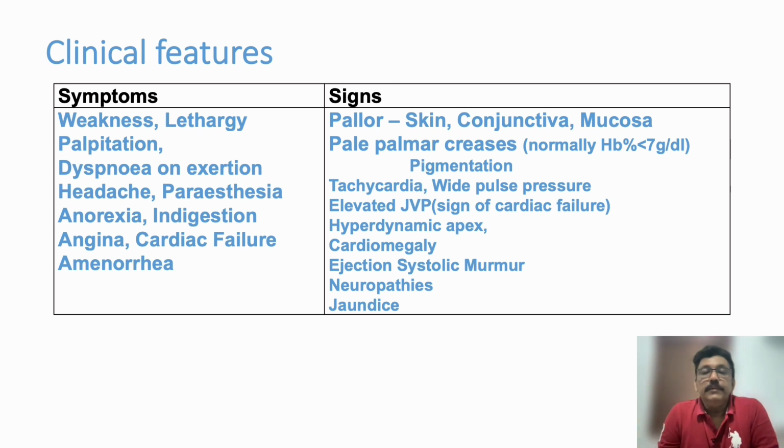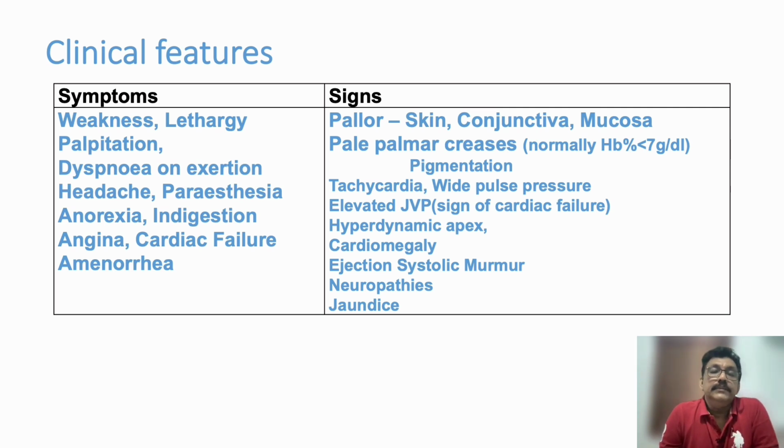Tachycardia, wide pulse pressure. Heart rate will be increased. That is, the body is trying to compensate for the cardiac failure. Wide pulse pressure is also very important. The systolic BP will be very high, and the diastolic BP may be normal or very low. Elevated JVP is a sign of cardiac failure, congestive cardiac failure. Hepatosplenomegaly also can be there.